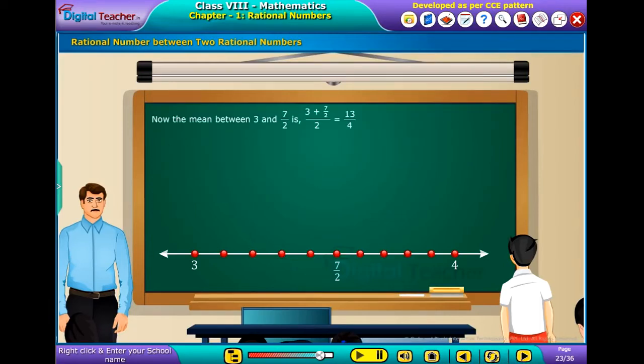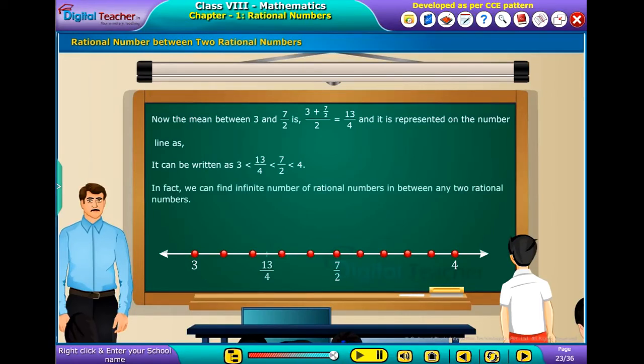Now, the mean between 3 and 7 by 2 is (3 plus 7 by 2) by 2, which is equal to 13 by 4, and it is represented on the number line as shown. It can be written as shown. In fact, we can find infinite number of rational numbers in between any two rational numbers.